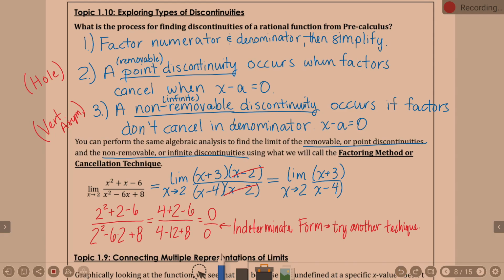Plug in the 2. And now we've cleaned it up. We're ready to plug in the 2. What happens when we plug in the 2? You get 5 over negative 5 halves. Did it work now? Yep. Yeah, now it worked.